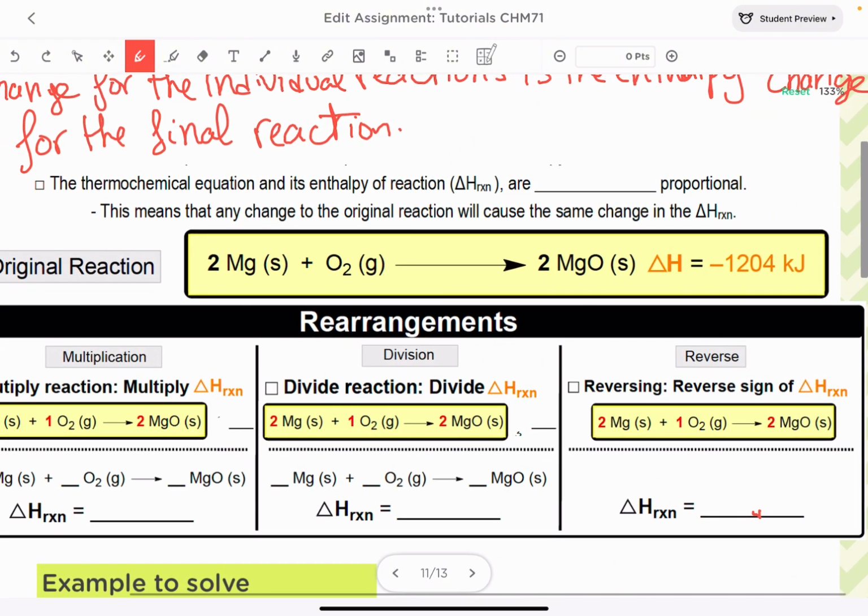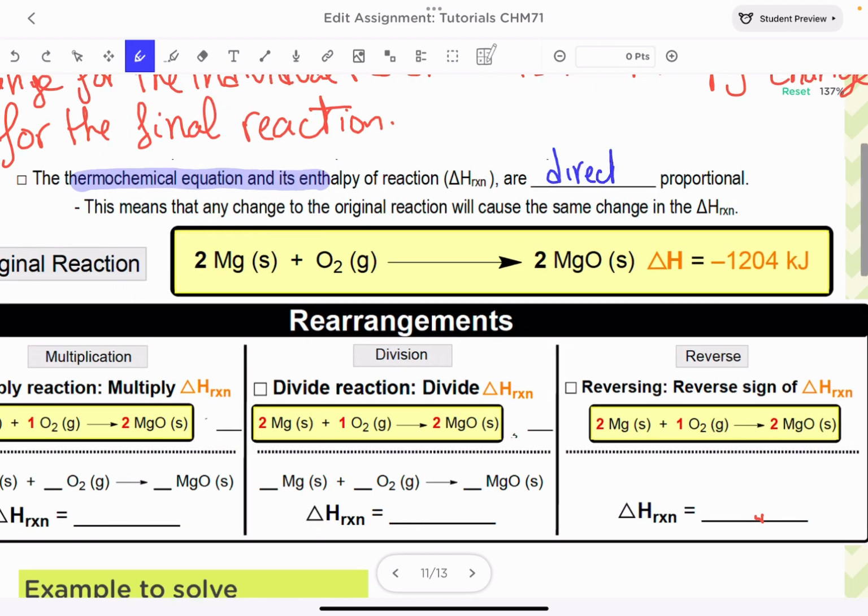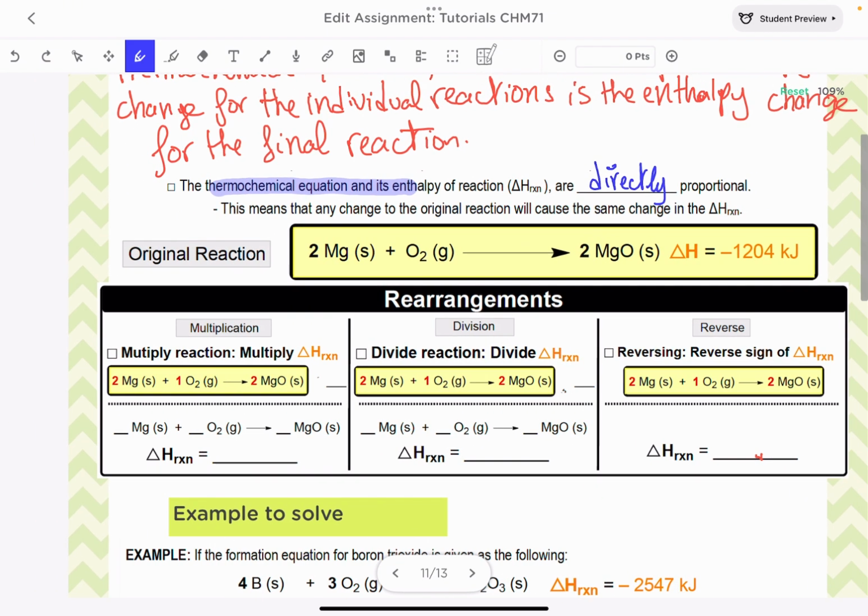The thermochemical equation and its enthalpy of a reaction are in general directly proportional. So let's learn the rules of Hess's law. It means that whatever you do to the original reaction, it is directly reflected in its own delta H. For example, here is a given reaction of 2 magnesium reacting with oxygen to produce 2 magnesium oxide with an enthalpy change of negative 1204.